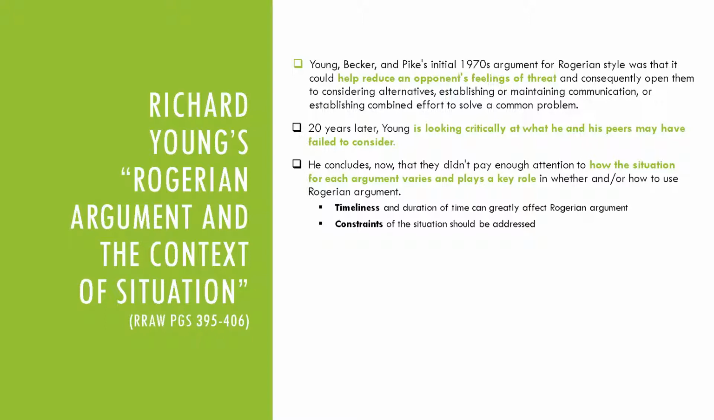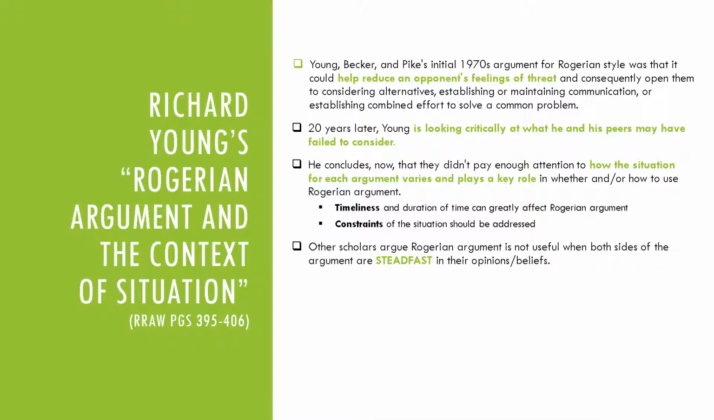Breaking down the situation, he was talking more specifically about timeliness, and the duration of time that you use to make a Rogerian argument, and then considering constraints of the rhetorical situation. You'd need to address those and consider those, as we talked about previously when we were talking about rhetorical situation. Is it the right rhetorical situation in which to use Rogerian argument style, or if so, do you use it certain ways? Do you use certain elements of it depending on the situation? So he recognized that when they initially brought the theory to writing studies and taught it to students, they had kind of neglected to address that.